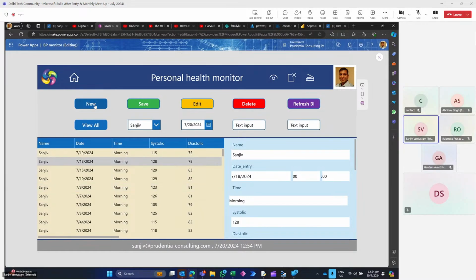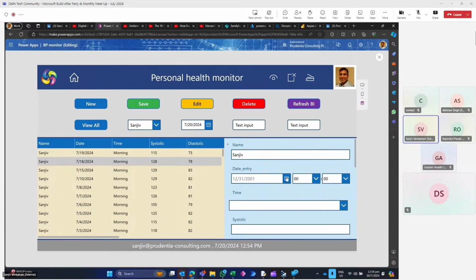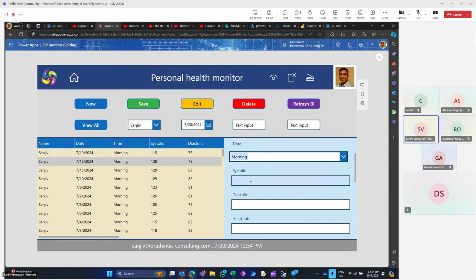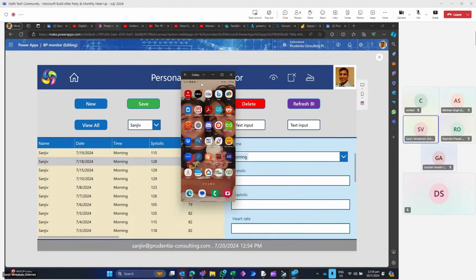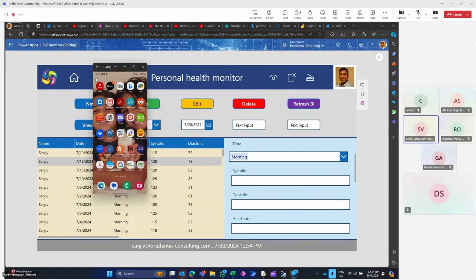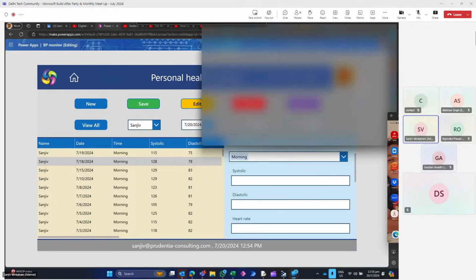So if I took a reading this morning, I say new, and I go ahead and enter my name over here. Today is the 20th, and then the time in the morning, and the systolic and diastolic. Well, I think I do need to go to my phone now, so might as well show you this. So I'm going to go over to my, let me see here. So everybody can see my phone. I can make this a little bigger.